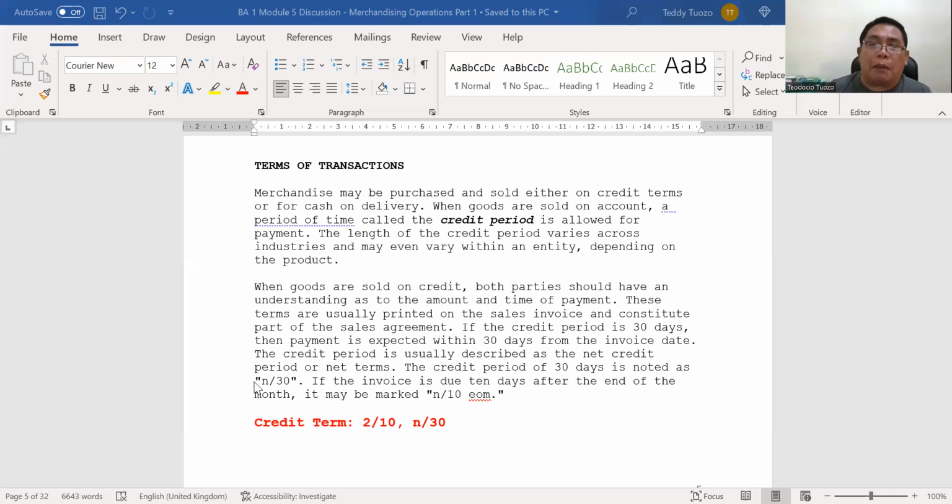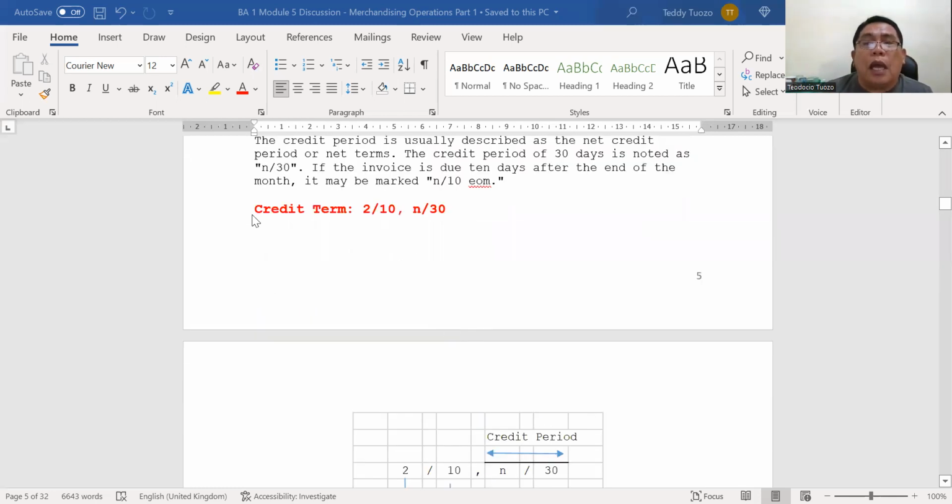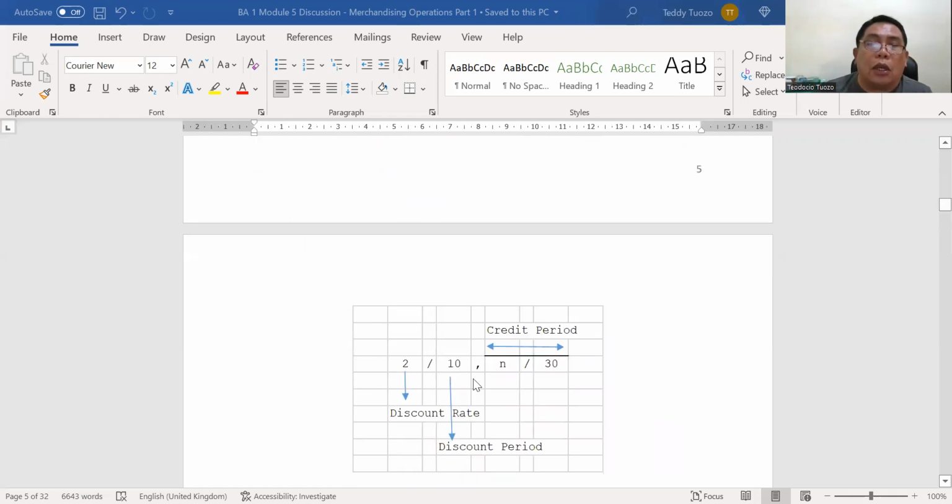For example, if the credit terms is 2/10, net 30, how do we read it? How do we understand the credit term 2/10, net 30? So the 2 here is the discount rate. It tells how much discount you get if you pay your account within the discount period.